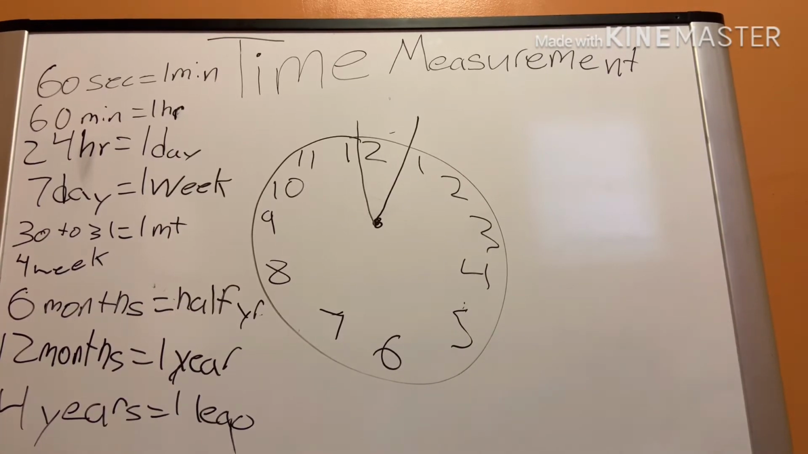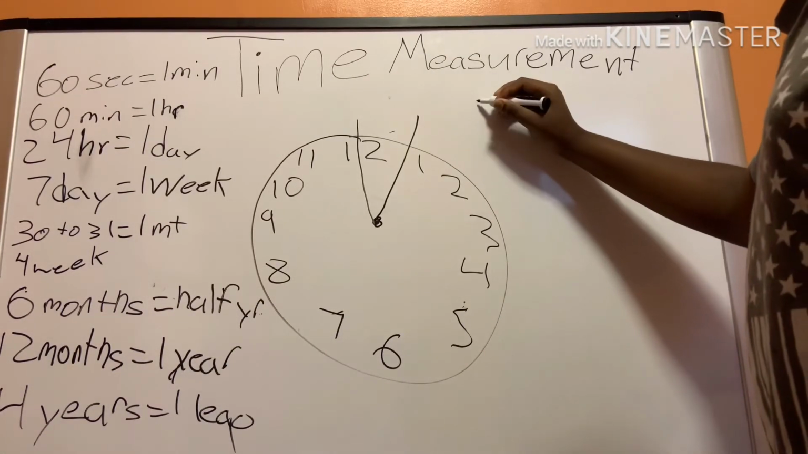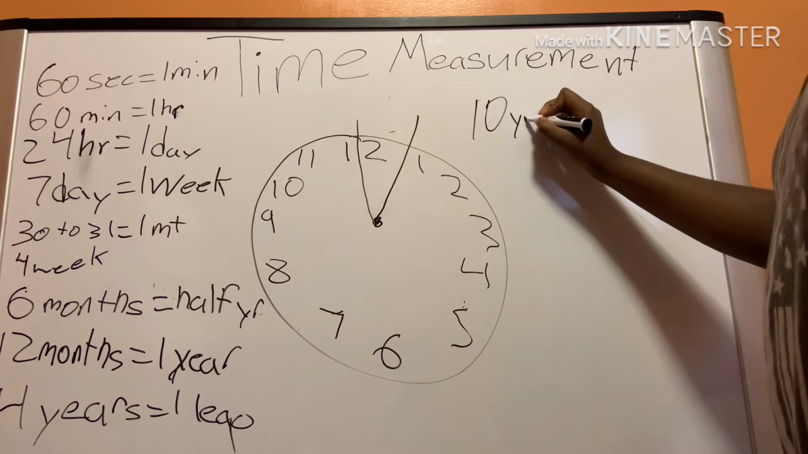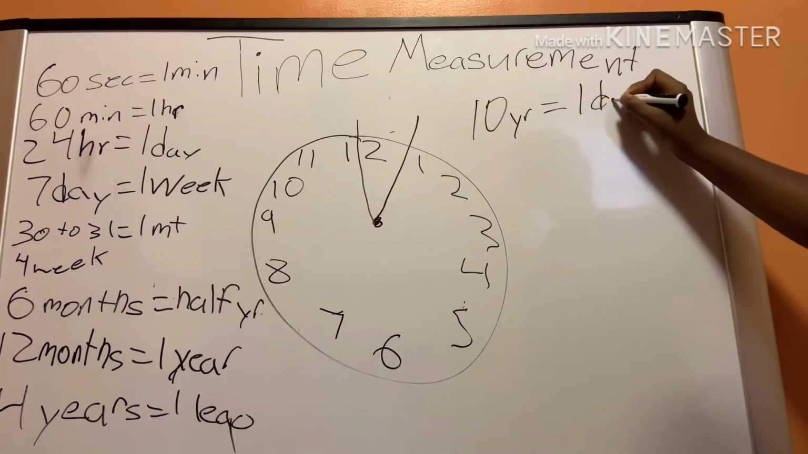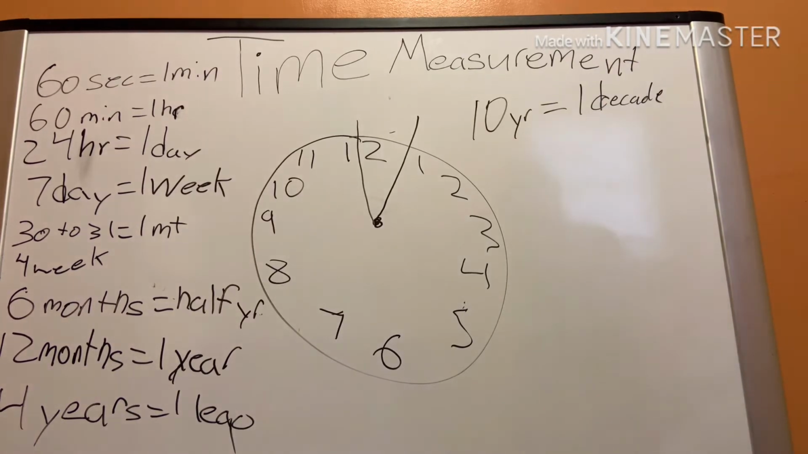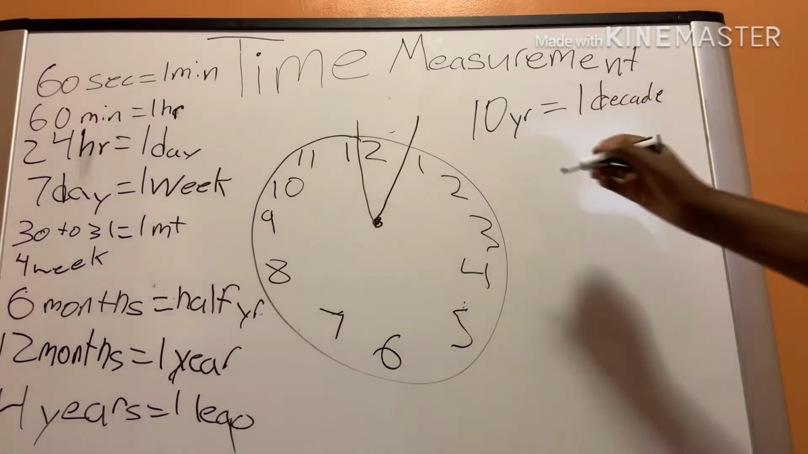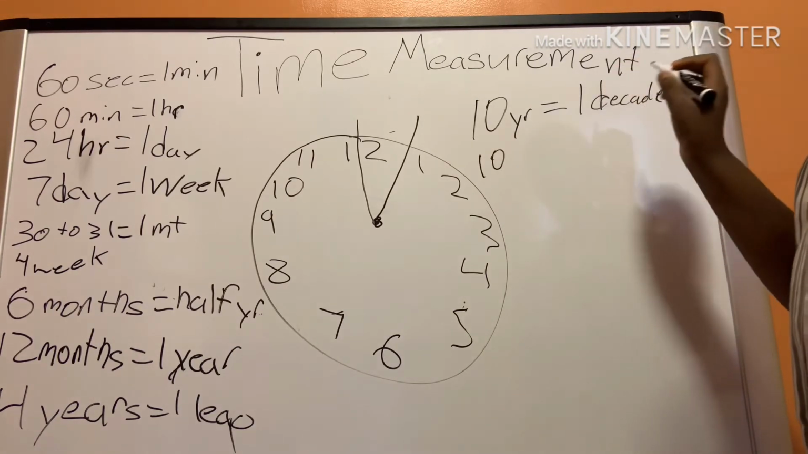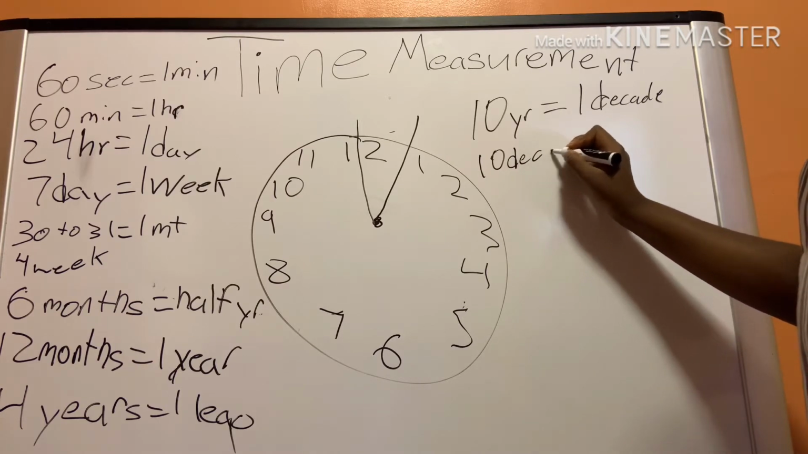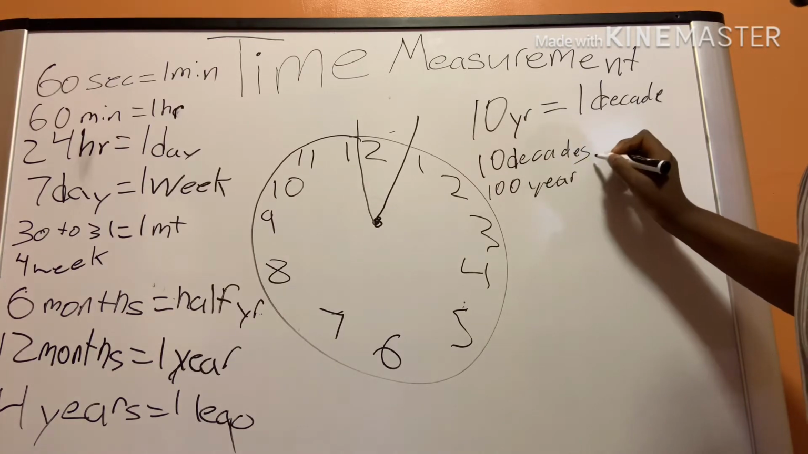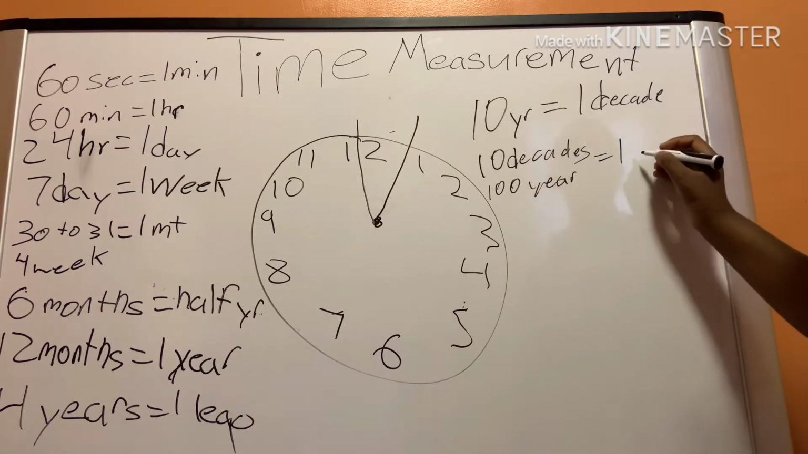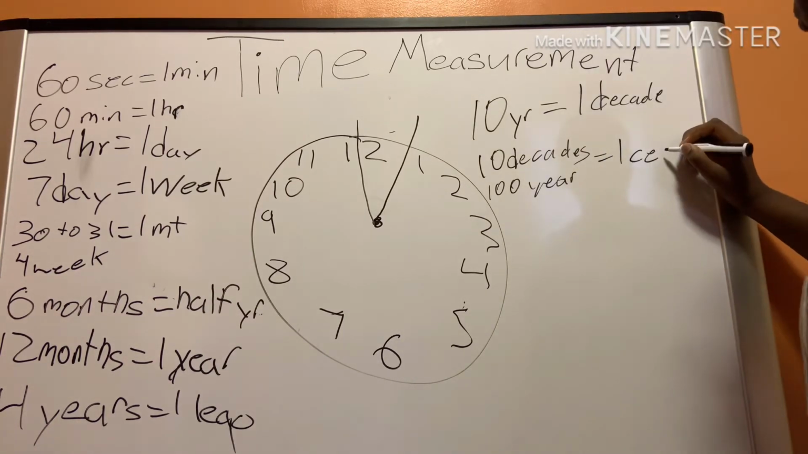So then, if we go over here, for every 10 years, you will have one decade. And a decade is, like I said, 10 years. So then a lot of people could be one decade old. So now for every 100 years, for every 10 decades, or 100 years, you will be 1 century old. And if you ever think of it, not too many people get to be 1 century old.